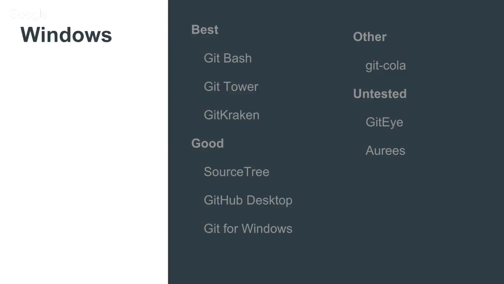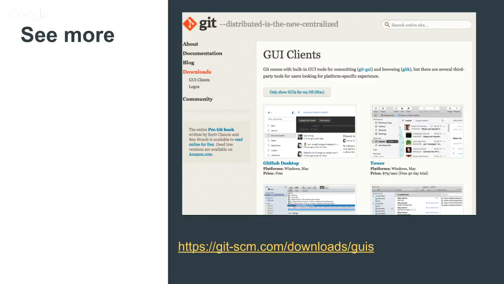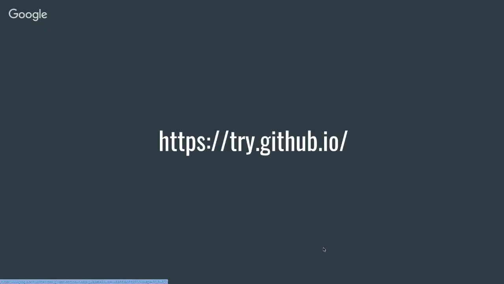But Git is operating system insensitive. You can use Linux, Windows, or OS X. You're totally fine with any of them. And if you want to see all of your available GUIs, you can go to git-scm.com and download GUIs. And if you've got questions, here is the link to Try Git.